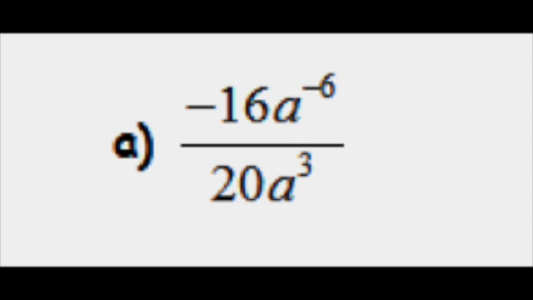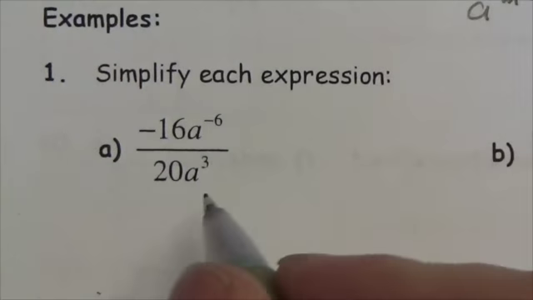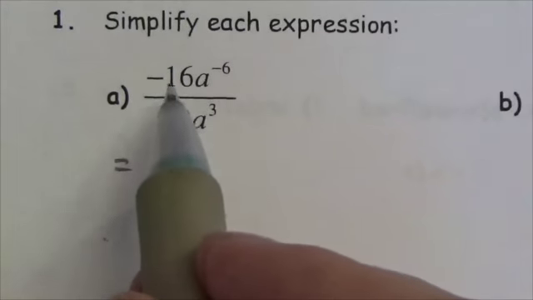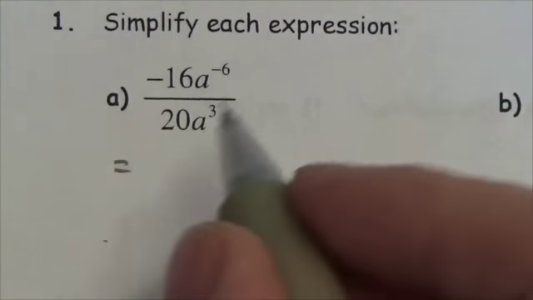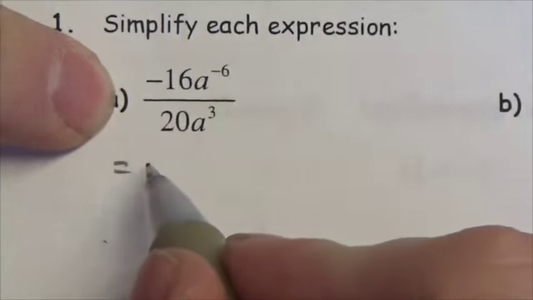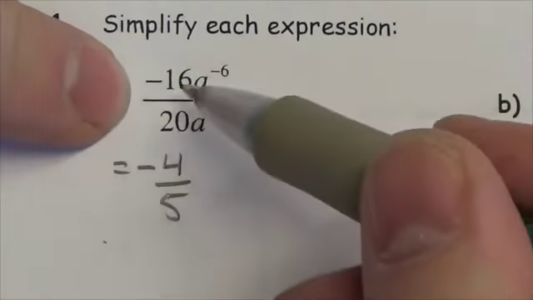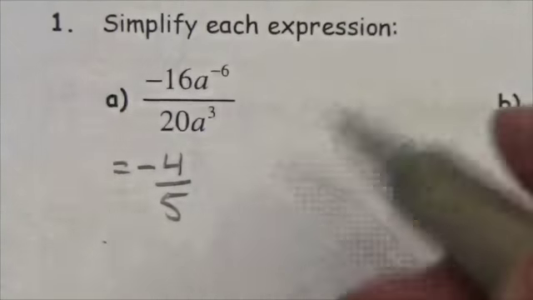Negative 16 times a to the negative 6, divided by 20 times a to the 3. All right, so starting with this one right here, first of all, I'm going to deal with the coefficients. I've got negative 16 over 20. There is a common factor of 4 to both of those, so I'm going to divide out a 4. That's going to be negative 4/5. That's my coefficient right there.